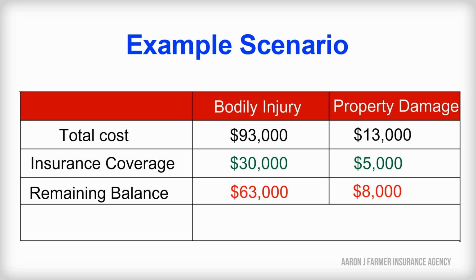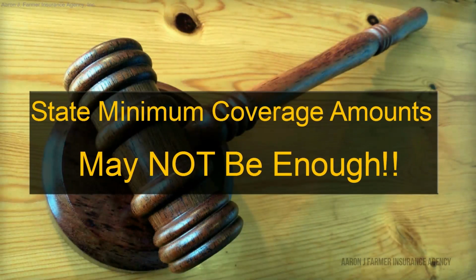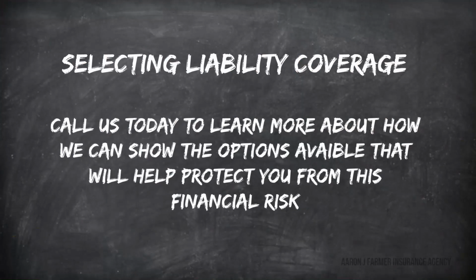Well, once your policy pays the maximum limits, you could be held personally responsible for the remaining amount. In this example, this would mean that you would be responsible for paying a total of $71,000 out of your own pocket. This is why it is so important that you consider carrying more than the state minimum coverage amounts. After all, it's not difficult to see how a simple fender bender like this could end up costing you tens of thousands of dollars if you maintain the minimum coverage levels.